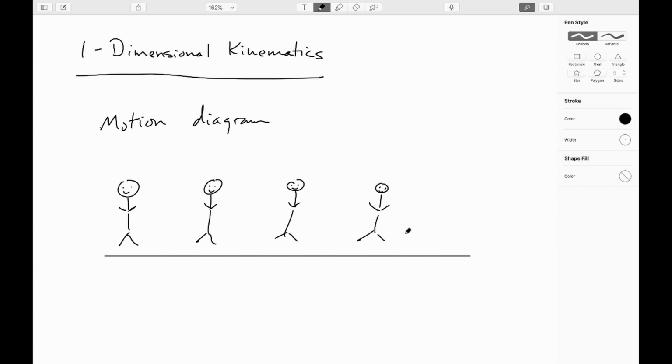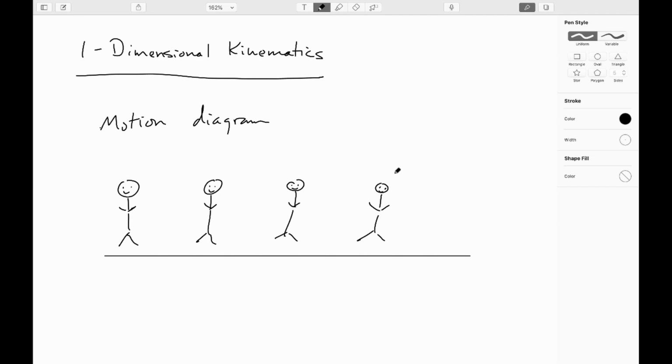And we can notice that if we're taking a picture every second and you're going at a steady speed, the distance between each of these photos of you going along the street should be the same.